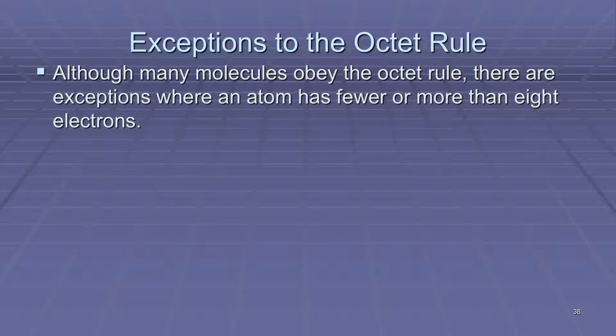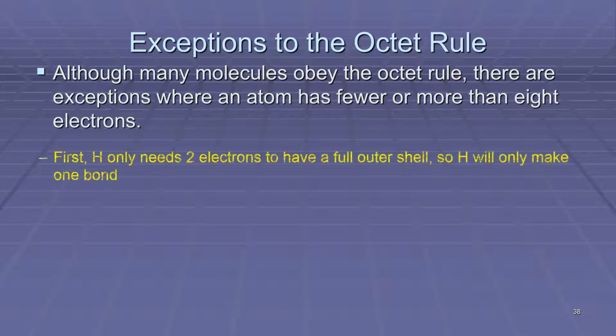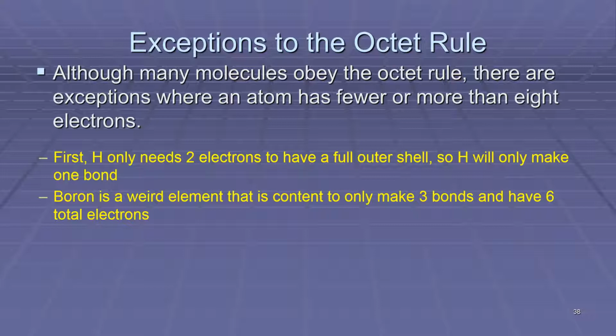Okay, so many molecules obey the octet rule, but there are a few that don't. They can have more than 8 electrons, or actually fewer than 8 electrons. The first exception, of course, is hydrogen. Hydrogen only needs 2 electrons to have a full outer shell, and so hydrogen will only make 1 bond. Boron is actually a weird element that is content to make only 3 bonds and have 6 total electrons.